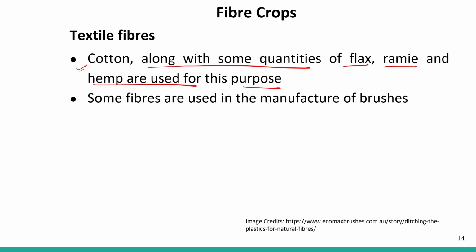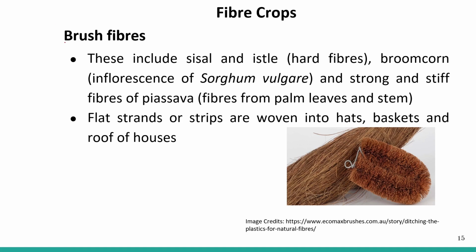Textiles are so versatile that not only cotton is used, but along with cotton, some other fibers are mixed, that is flax, ramie and hemp, right? And we modify this textile, and nowadays we are using such techniques. Some fibers are also used to manufacture brushes. These include the sisal and other hard fibers. So these are quite hard fibers, right? For brushes we require some hard fibers.